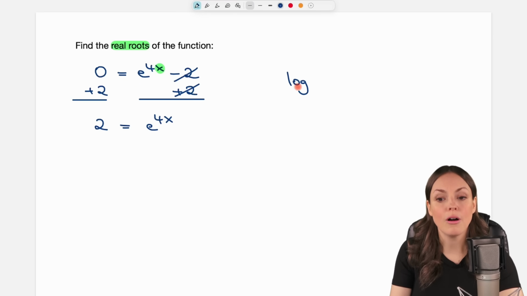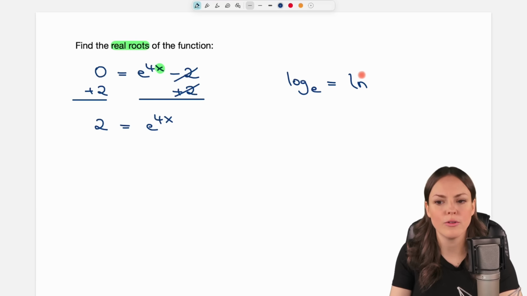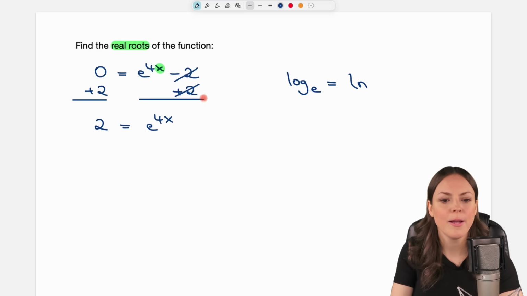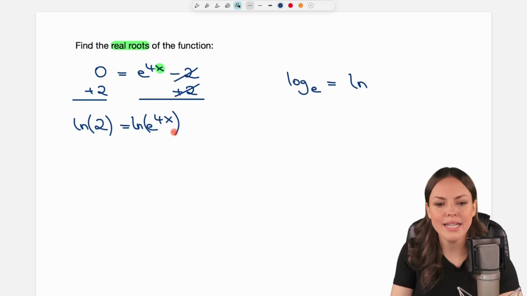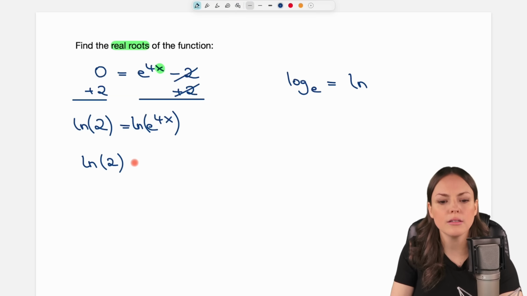I would use the logarithm to this base here, so log base e, which is also the natural logarithm called ln, so I prefer to write this here. So we take ln on the left side and we take ln on the right side. On the left side then we only have ln of 2. You can just calculate this.